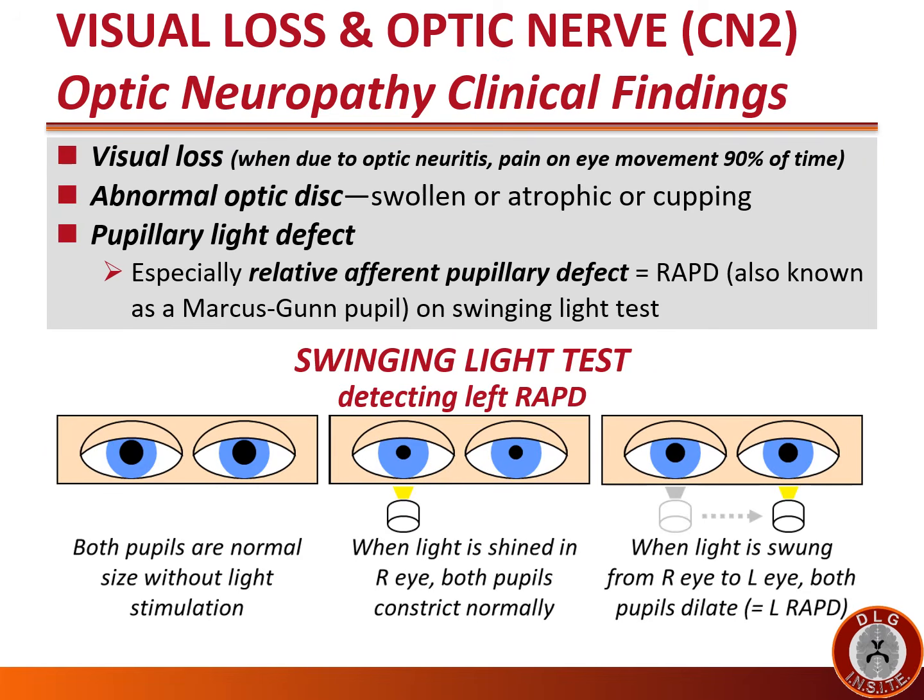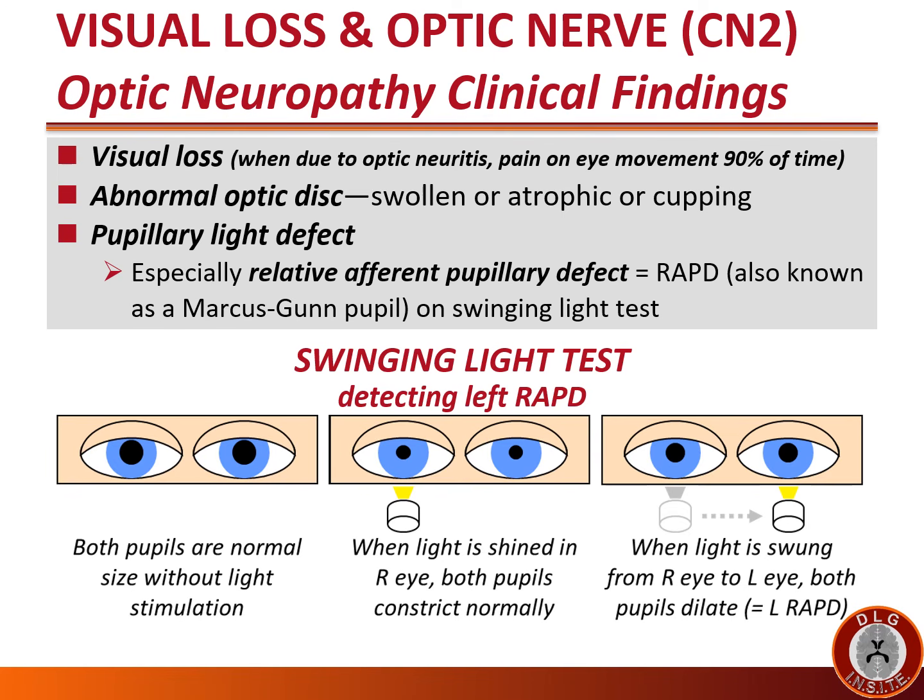The three key clinical findings for optic neuropathy are visual loss, abnormal optic disc, and pupillary light defect. The visual loss is, of course, monocular on the side of the cranial nerve 2 lesion. And when due to optic neuritis, there is pain on eye movement 90% of the time. The optic disc may be abnormal in different ways.